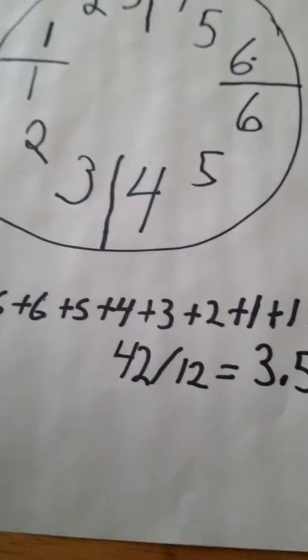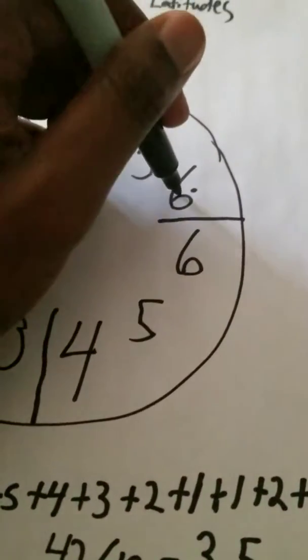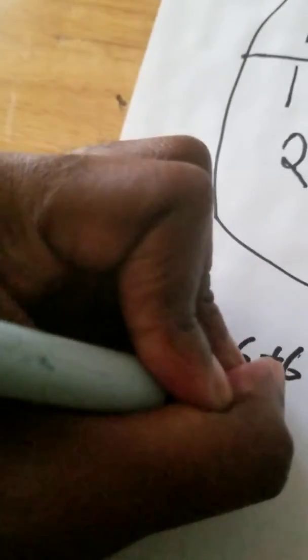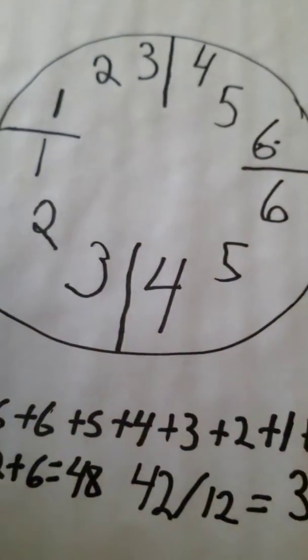So since I know that, I'm just going to take this number here and add it to this number. That gets 48 here. So 42 plus 6 equals 48. So all we're doing is just adding numbers. These numbers are going to get these latitudes because the sun rises.